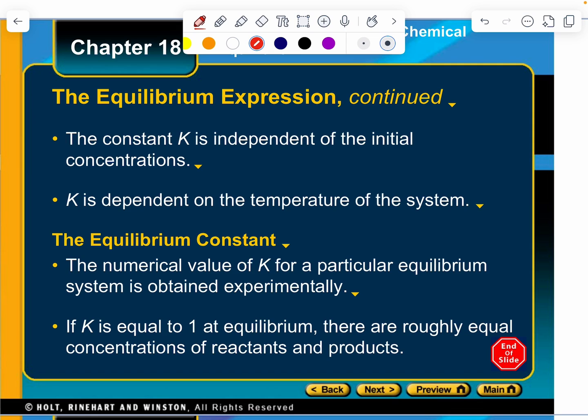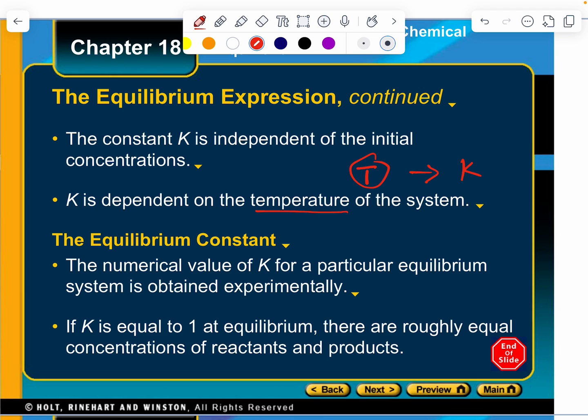Okay, the constant K is independent of the initial concentration. Why? Because the initial concentration is the maximum of reactants and zero concentration of products. So at the beginning of the reaction, there is no equilibrium yet. But K is dependent on the temperature of the system. So changing the temperature will change K. Any change in temperature, there is a change in K.